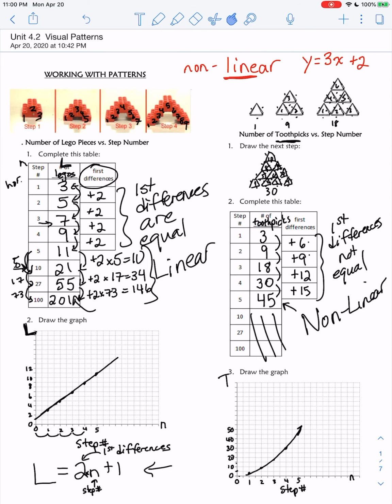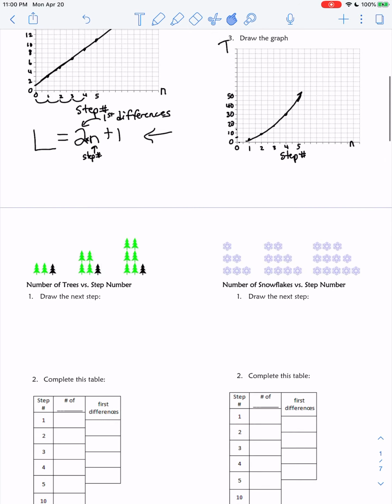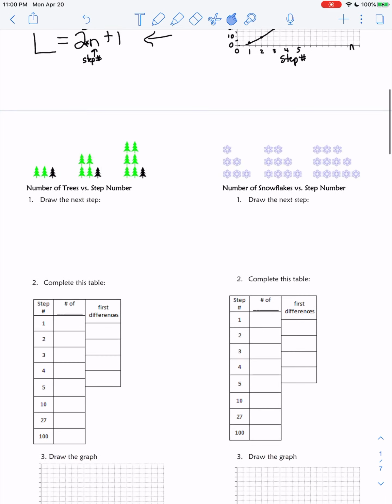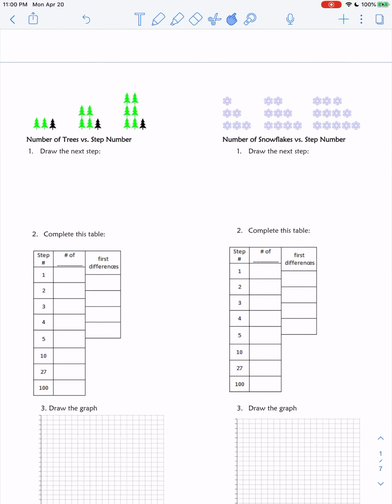So let me just do one more here. Let's go to the next page. I'm going to skip this one because you can see here, step number 1, there are 3 trees, and then 5 trees, and then 7 trees, which is the same as the last equation that we did. The next one's going to be 9, and then 11, so that one's not very interesting right now. So let's do this next one.